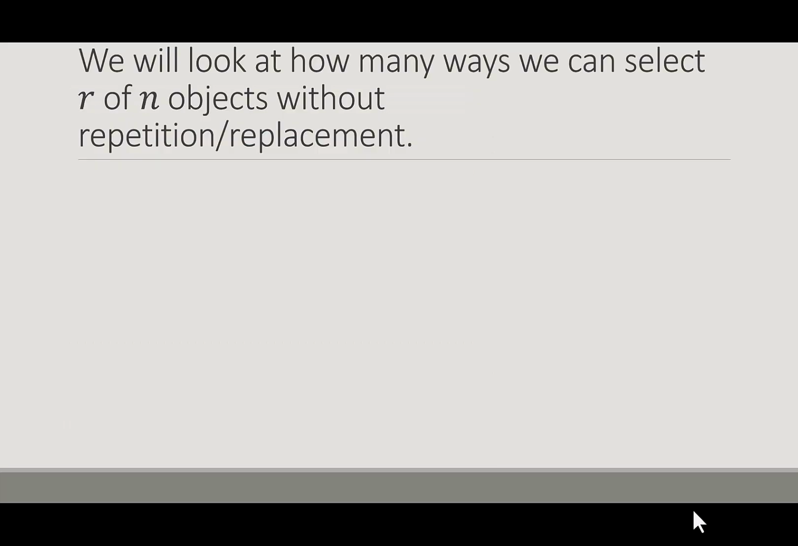In this video, we'll look at how many ways we can select R of n objects without repetition or replacement. The idea is once something's selected, we can't select it a second time. We look at each of the items as being unique. This means it's important that n is greater than or equal to R. I can't select more items than I have in my group.